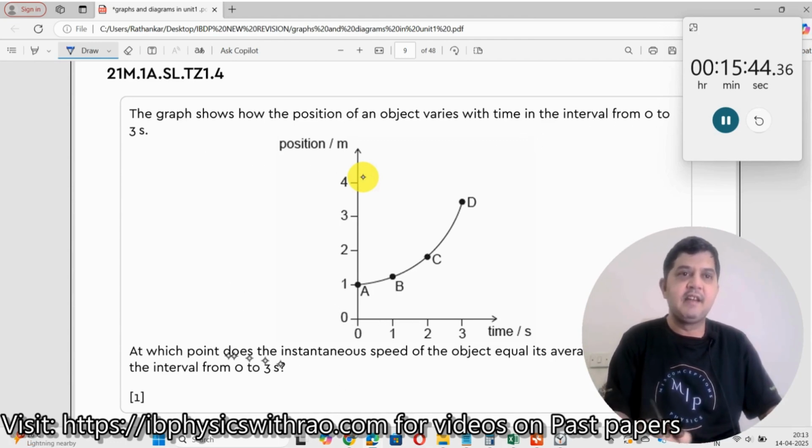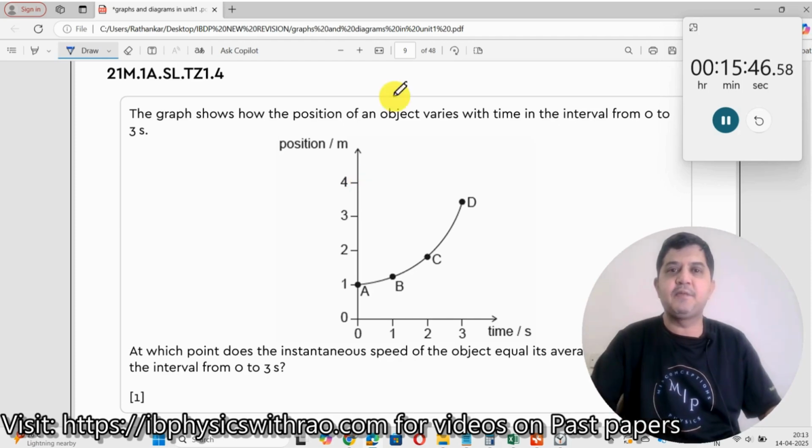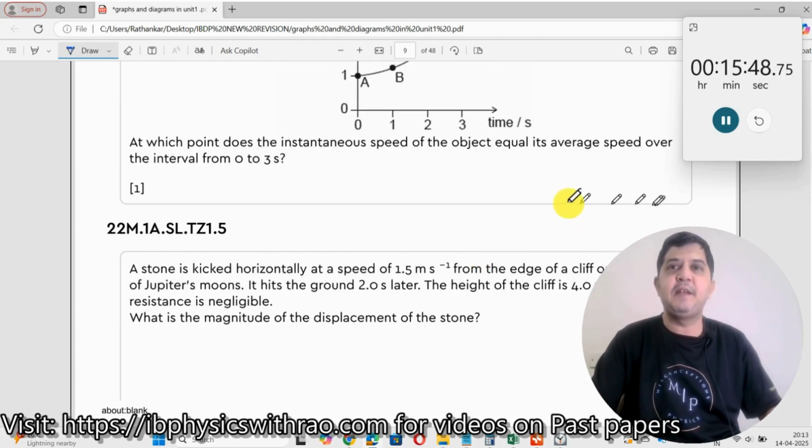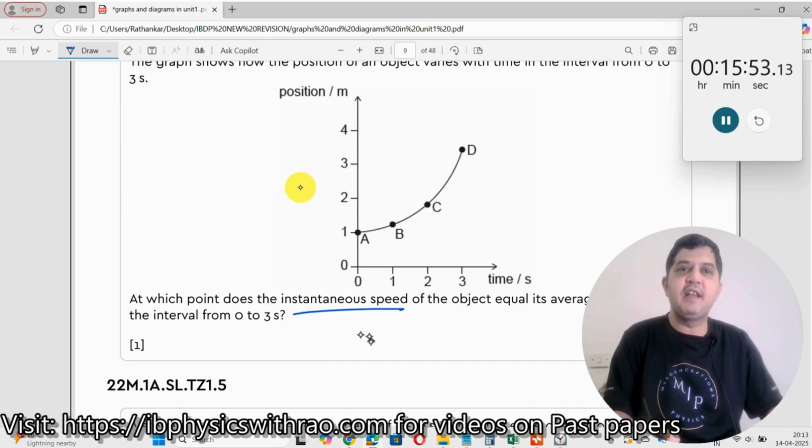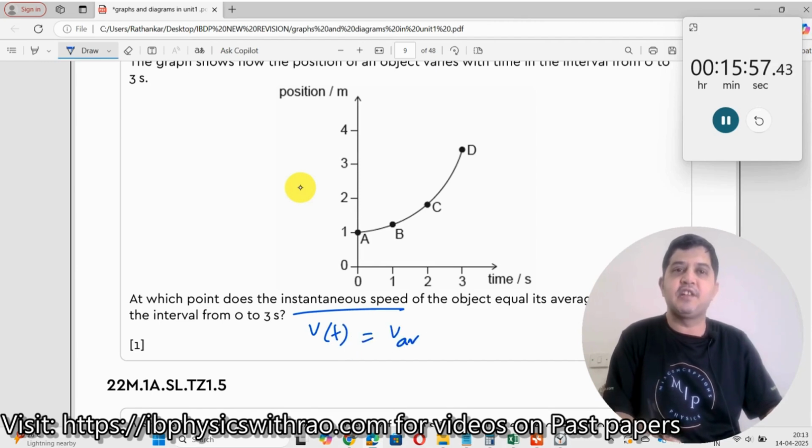At which point does the instantaneous speed of the object equal its average speed for the interval from 0 to 3 seconds? What is he asking here? He is asking you, when do we have V instantaneous equal to V average? Now, how do you find what is instantaneous and what is V average?